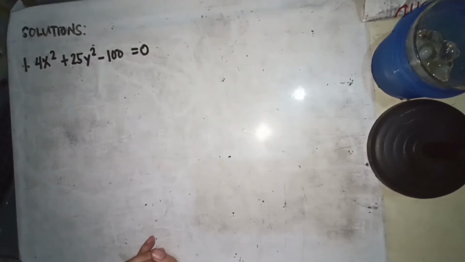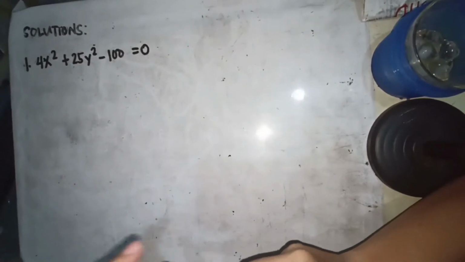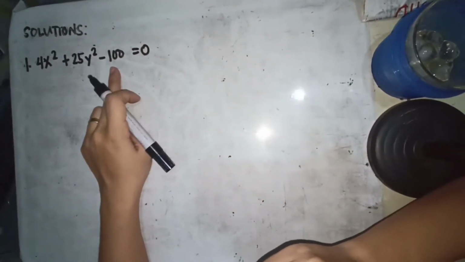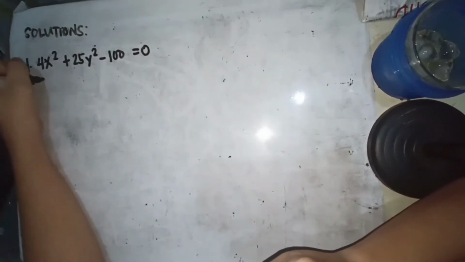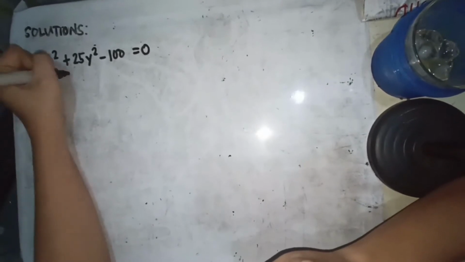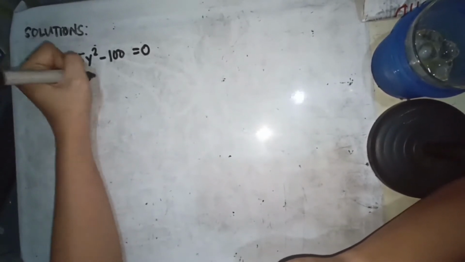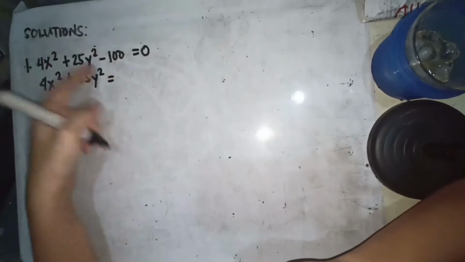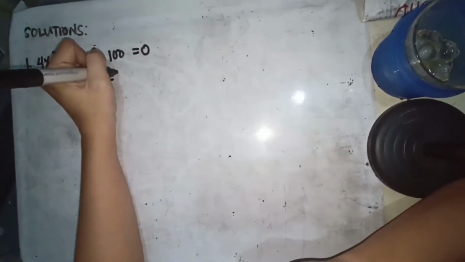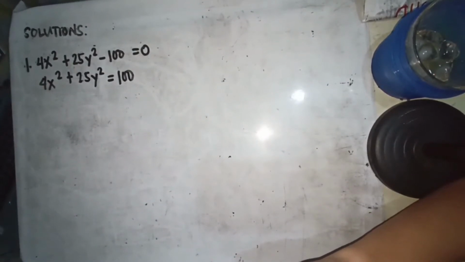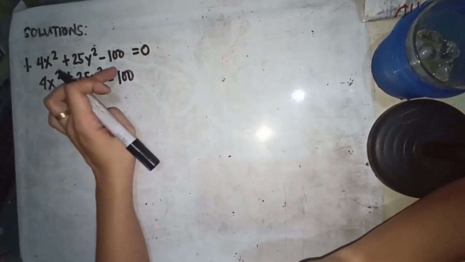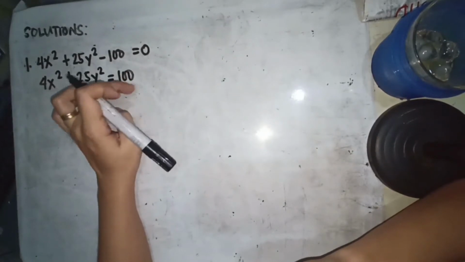Now, the first step in reducing the general form of equation into a standard form of equation is to transpose the constant to the right side of the equation. So, we'll have 4x squared plus 25y squared that is equals to, minus 100 transposed, so we'll have 100.